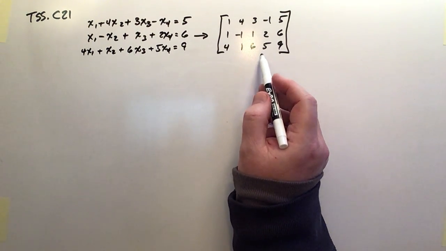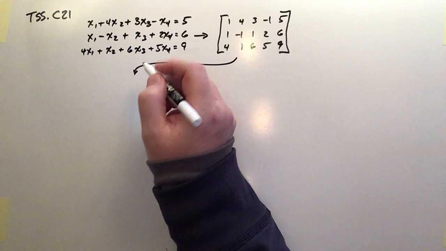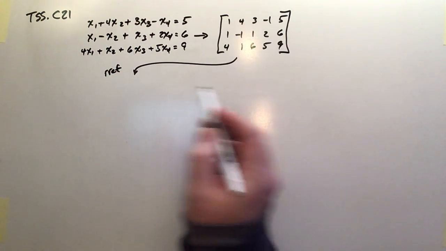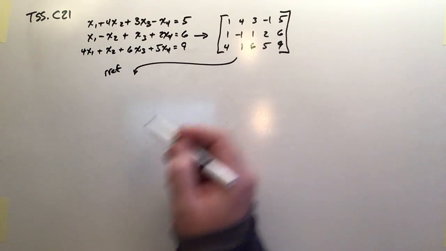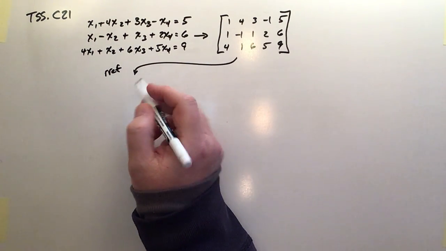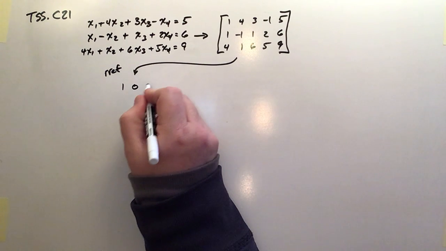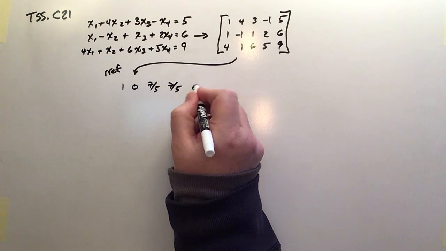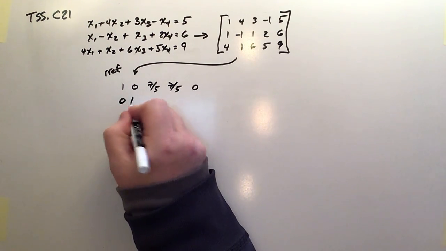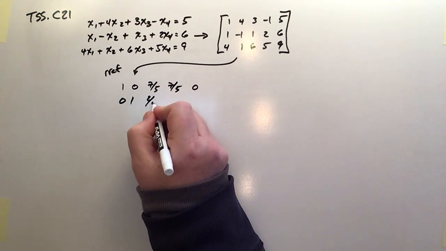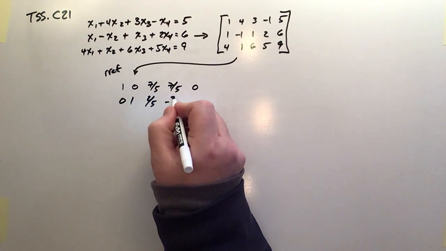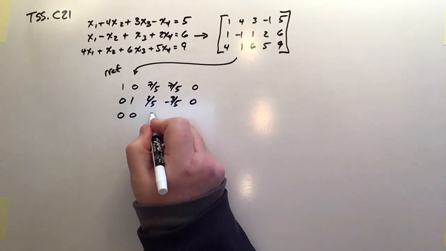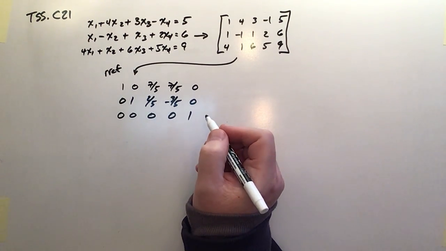Okay, now what we want to do is put this in RREF form, reduced row echelon form, which we'll use some piece of technology to do. And when we get this in reduced row echelon form, what we get is 1, 0, 7 fifths, 7 fifths, 0. 0, 1, 2 fifths, -3 fifths, 0, and 0, 0, 0, 0, 1.